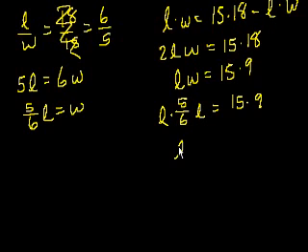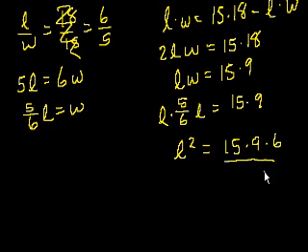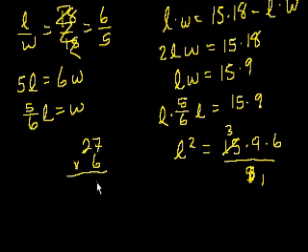And so you would get L squared is equal to 15 times 9 times 6 over 5 times 6 over 5. So let's do this little simplification. This becomes 3. This becomes 1. And now we have to do some math. So 3 times 9 is 27. 27 times 6. 27 times 6 is what? 7 times 6 is 42. 2 times 6 is 12. Plus 4 is 161.